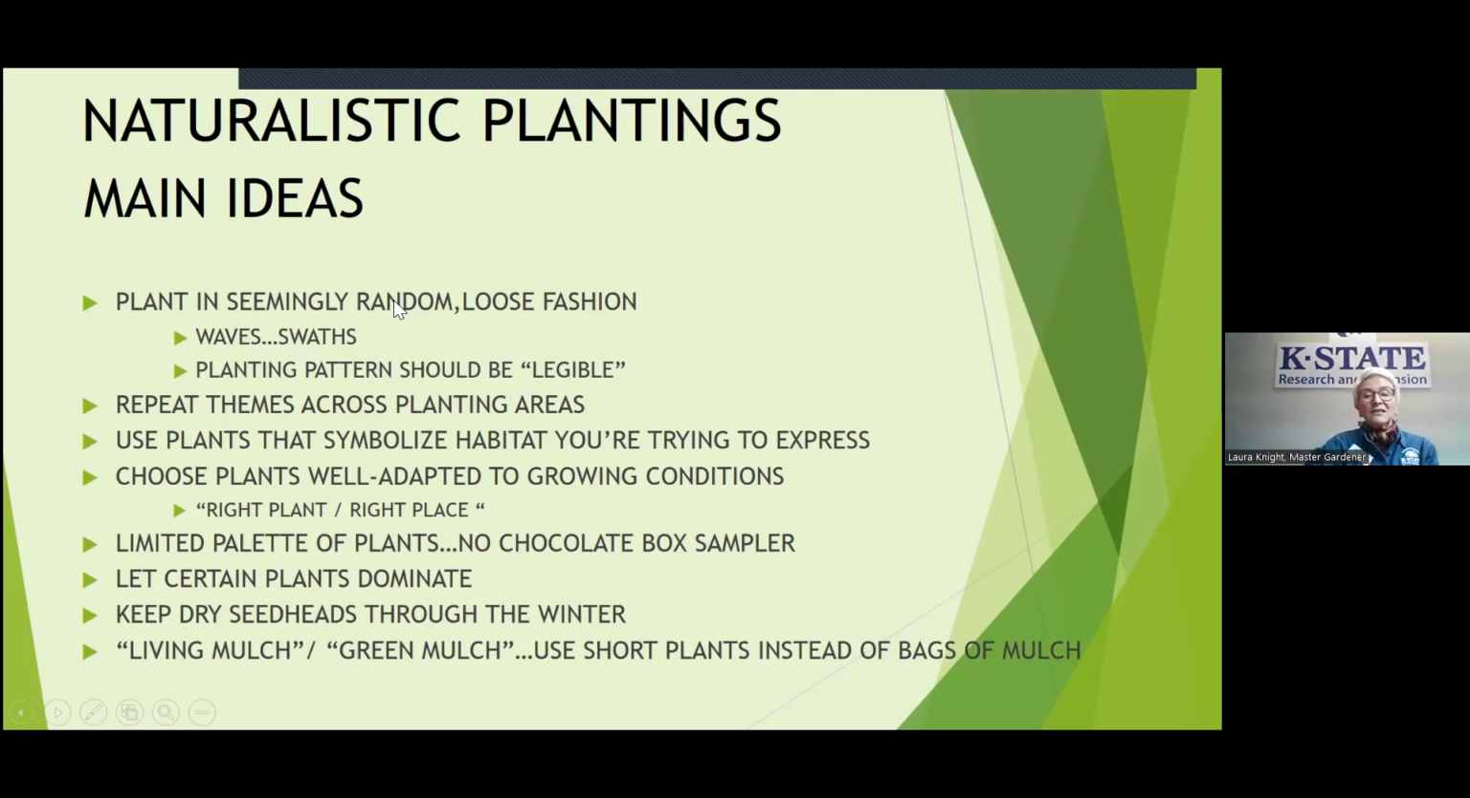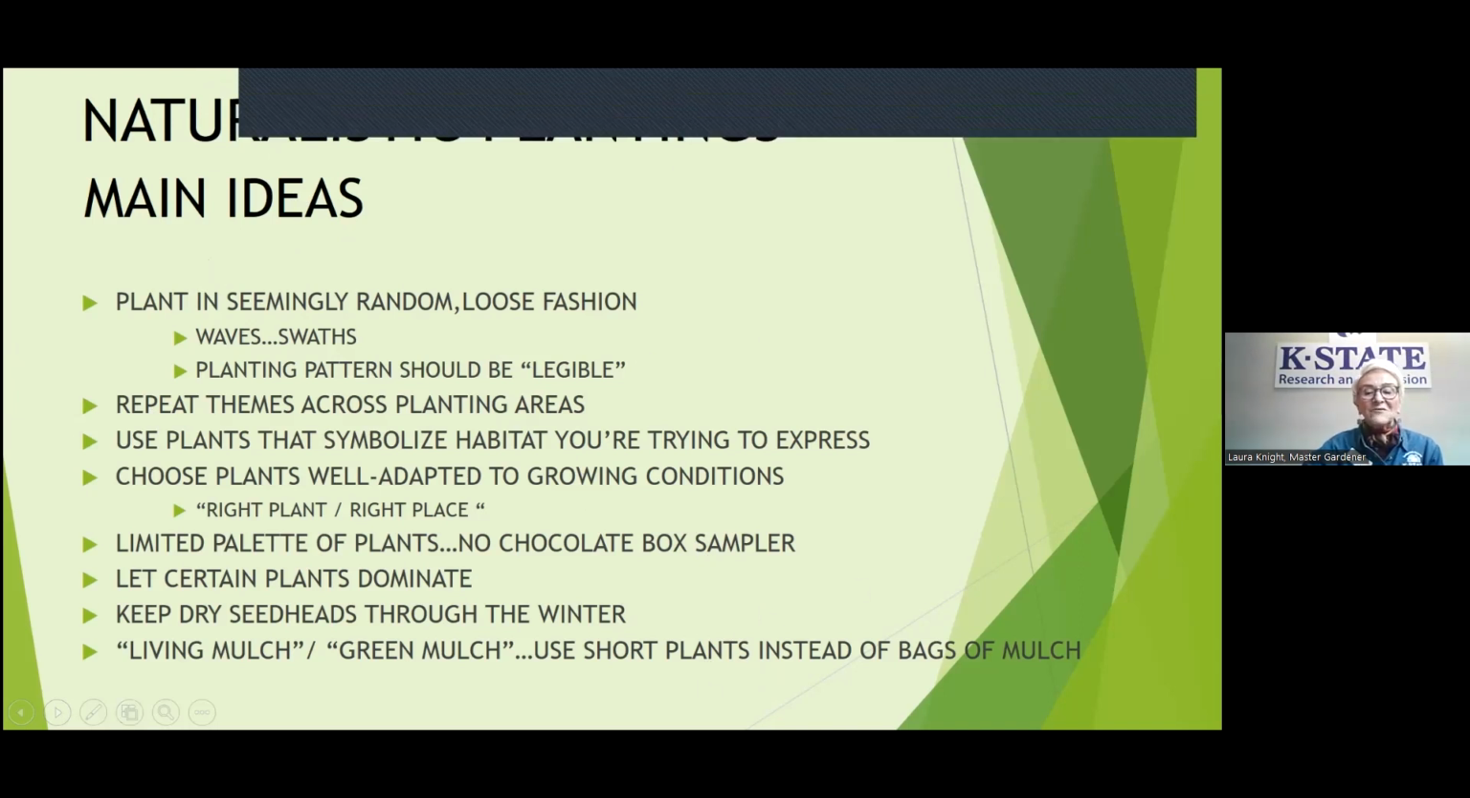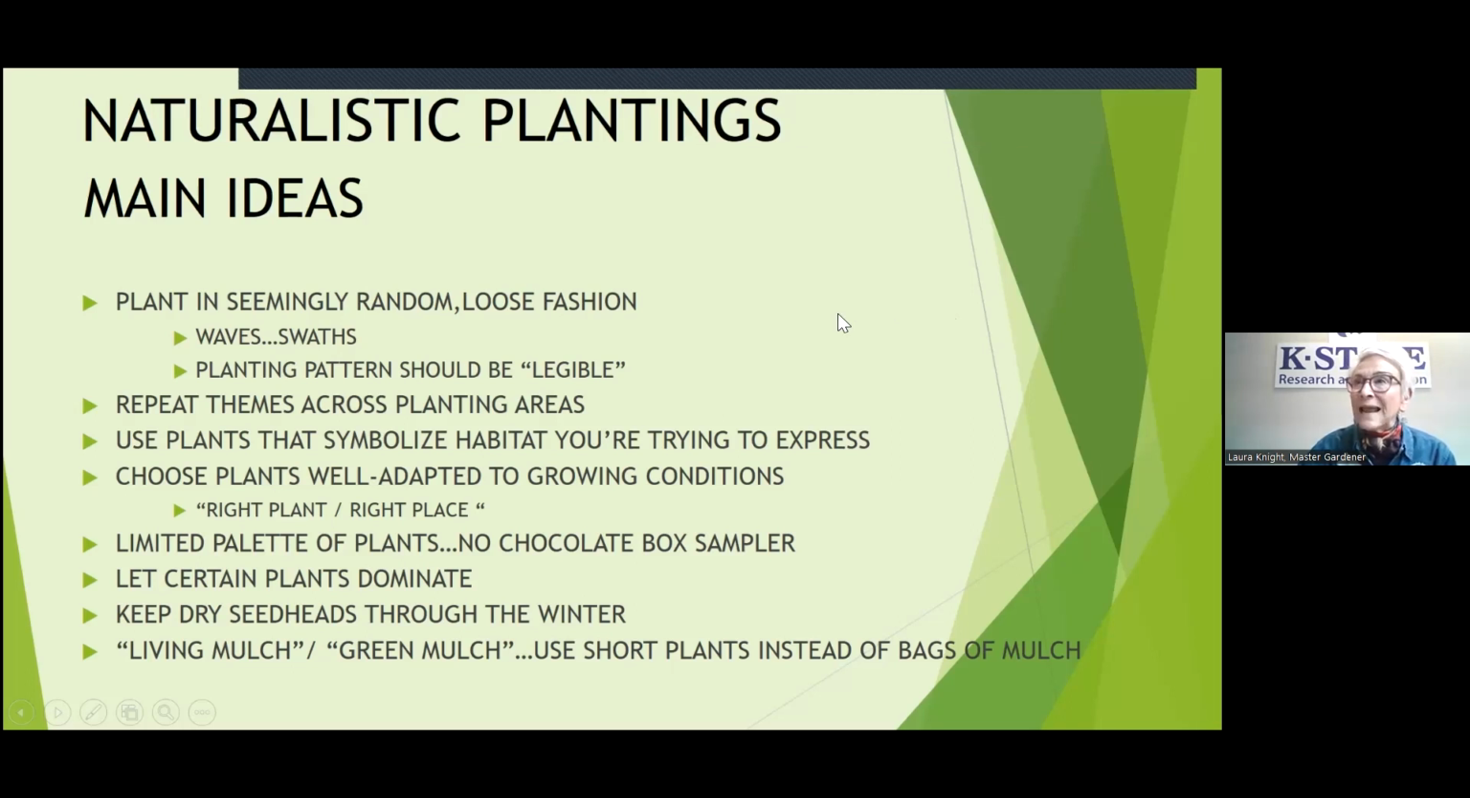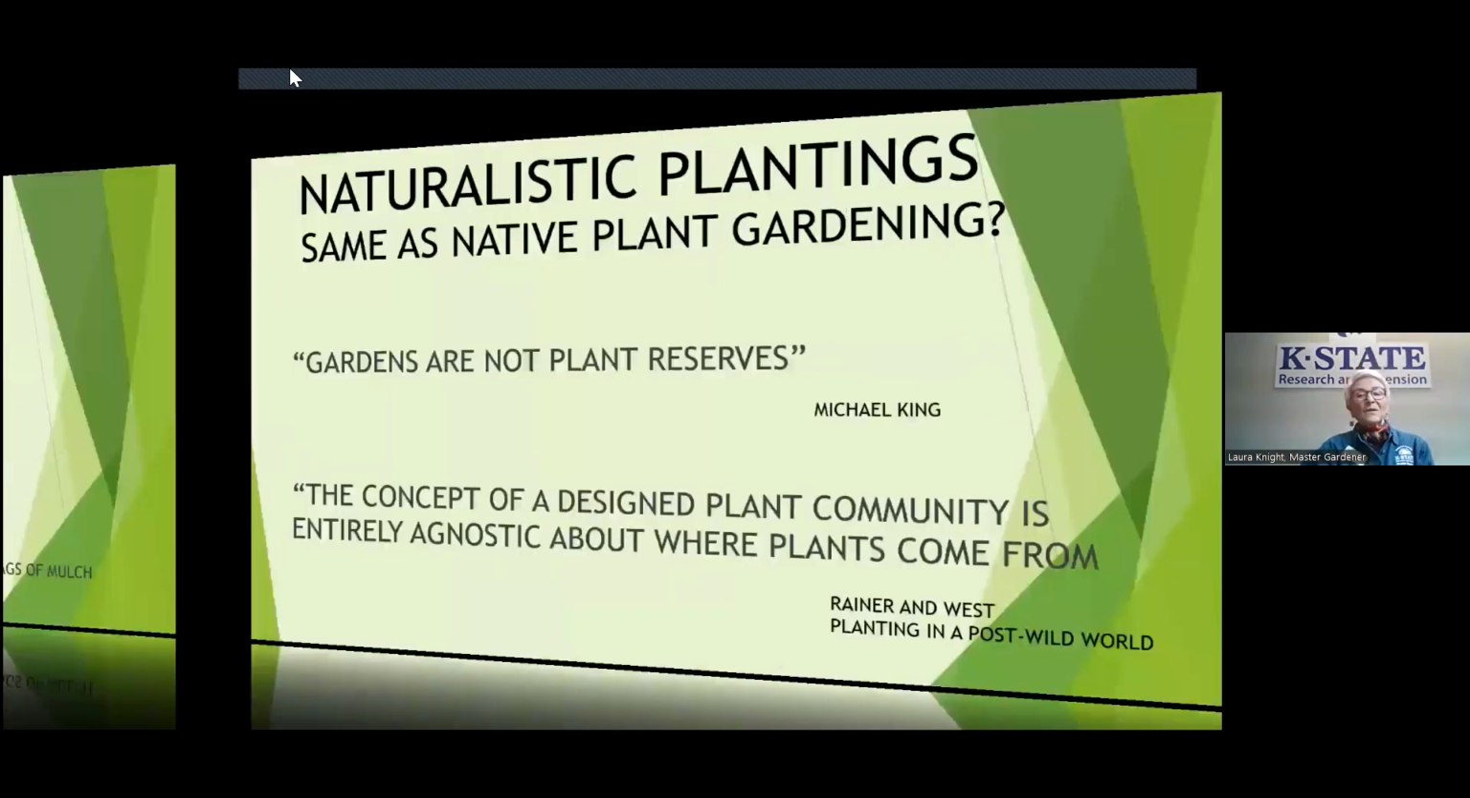So you're going to let certain plants dominate. You're going to keep the dry seed heads throughout the winter. And this is a very, very new idea, although it's been practiced by many of us for a long time. Living mulch, green mulch. Instead of using bags of mulch, plant something.